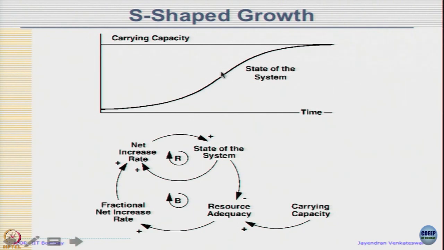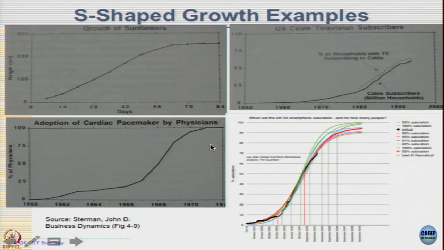The first part you can see here is exponential increase. At some point it starts to slowly saturate. Initially the positive feedback is active and grows the system very nicely up to this point, after which the carrying capacity of the system, how much the system can absorb, starts to dominate and decreases the overall rate of increase, which allows the system to saturate at some point. You can see many such examples, like growth of sunflowers, US cable television subscribers, adoption of pacemakers by physicians. When will the UK hit smartphone saturation? Many such examples are given, all S-shaped and saturating.